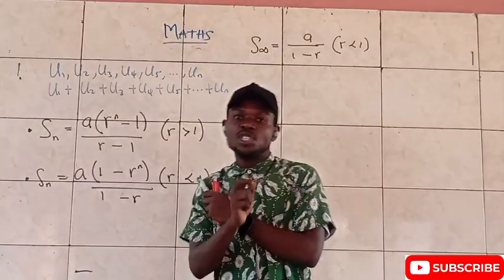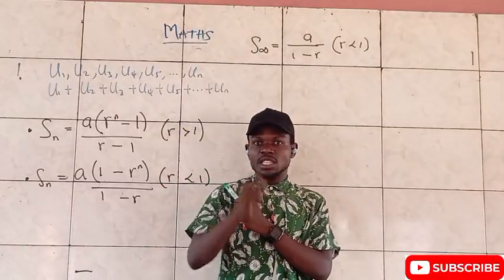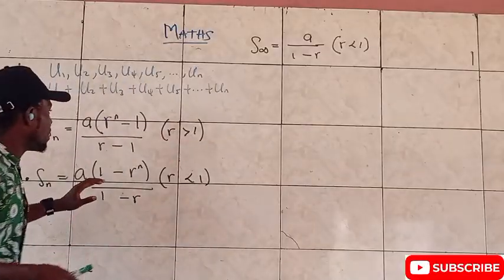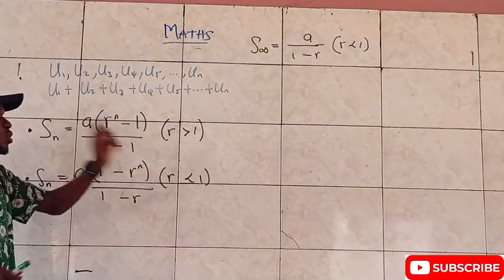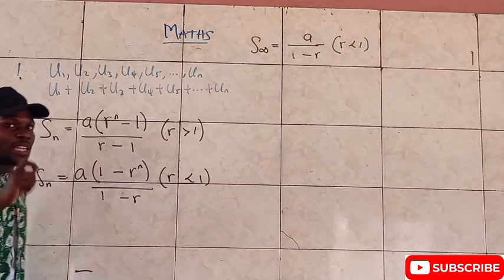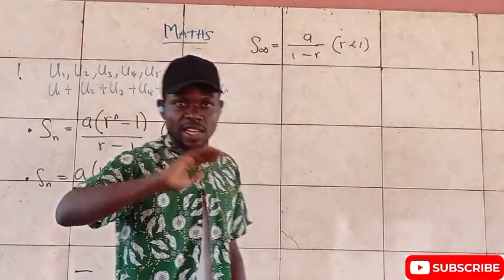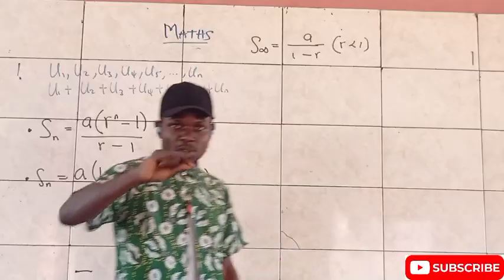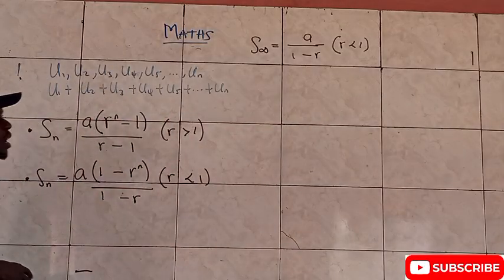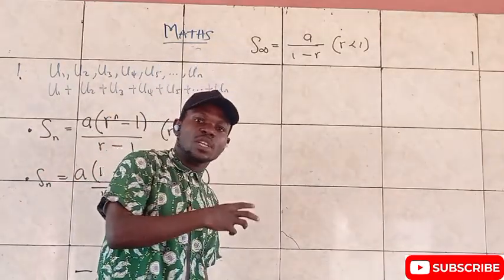The sum to infinity of a GP when the common ratio is greater than 1 does not exist. That being said, what determines which of the formulas I'm going to use is the nature of my common ratio. You understand? And do not forget that the sum to infinity of an AP does not exist at all. That will be noted. So that we can buttress our points more, I'm going to write one or two examples, and that will be okay for us to solidify our point.